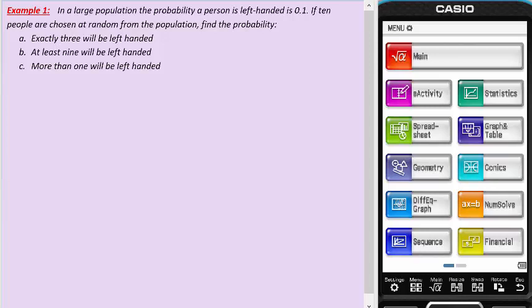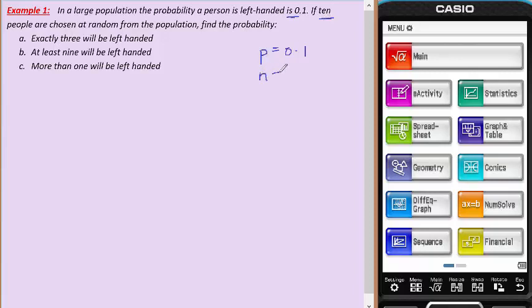We have a binomial distribution question, and for a lot of binomial distribution questions you'll find that we'll use the calculator. So let's have a look. In a large population we have the probability, so P is 0.1. The probability someone's left-handed is 0.1. We are going to say there are 10 people chosen at random, so N is going to be 10, and for part A we're looking at X equaling 3. So let's go to the calculator and we'll see what we do.